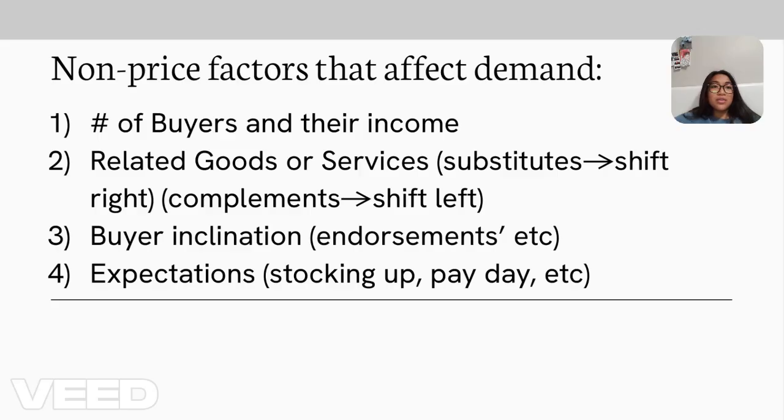An increase in either of these would be a shift to the right, whereas a decrease would be a shift to the left. For related goods or services, substitutes would be a shift to the right. Complements would be a shift to the left. Buyer inclinations, like a celebrity endorsement or just a preference for something, would be a shift to the right, whereas a trend or a warning against something, or a scandal, would be a shift to the left.